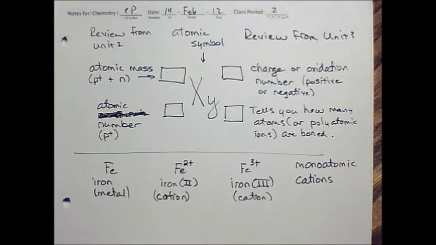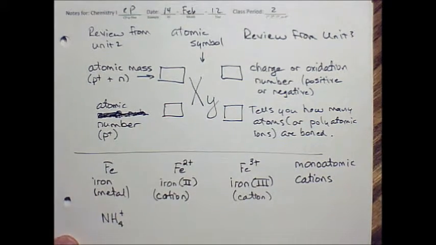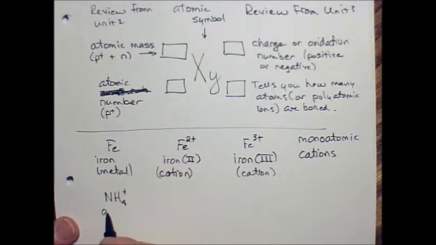Now, in the last unit, we also introduced you to polyatomic ions. And there were 2 polyatomic ions that I showed you how you could think of them being created. One of them was ammonium. So it's 5 atoms covalently bonded together, but with one more proton than electrons in the structure. 4 at the bottom. That's ammonium.